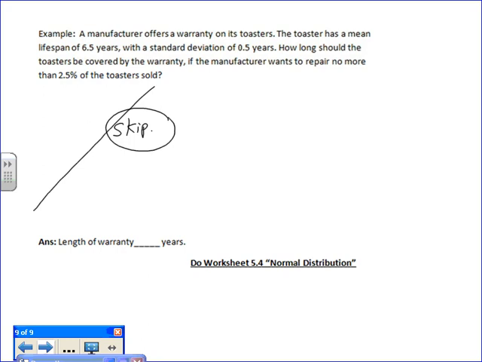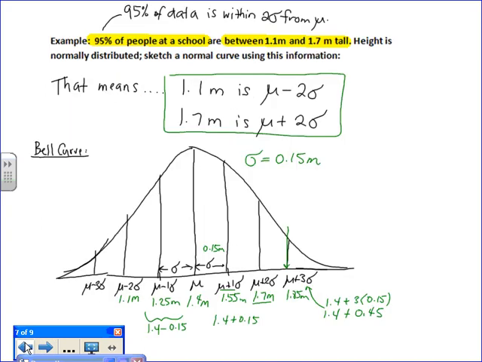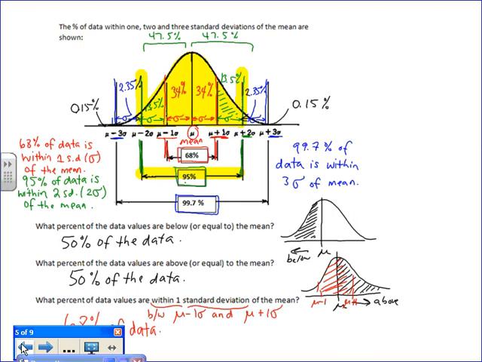So I'd like you to go ahead and do your worksheet 5.4 in your worksheet package on normal distribution. Check your answers to ensure that you're doing it correctly, and use the breakdown in your notes. Refer to this chart that we have in our notes here that shows the percentage breakdowns, because you will need to use those.